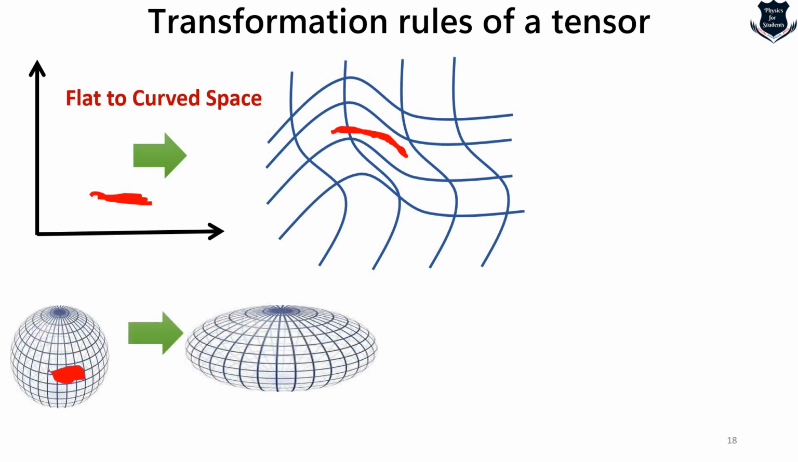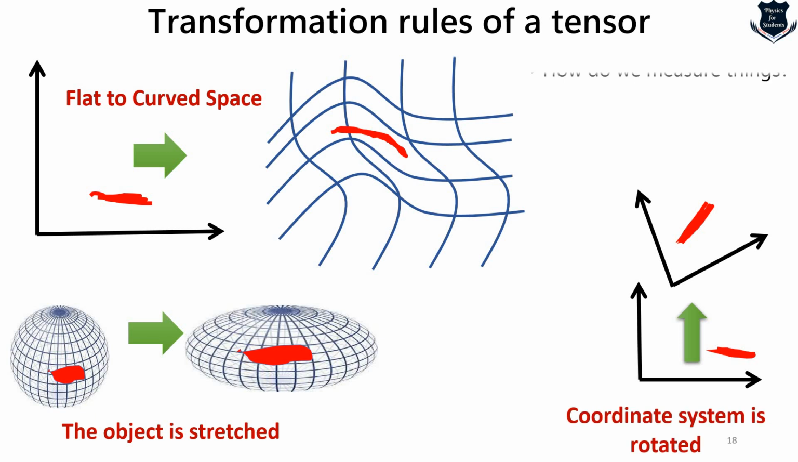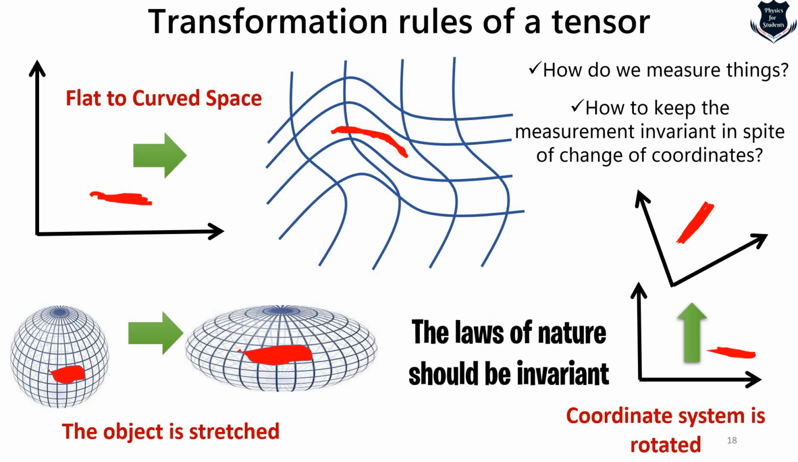As I have mentioned, the object from here gets stretched over here. But remember one thing: if the object gets stretched, the laws of physics should be the same. So here is a coordinate system, and I've got some data, a red arrow. Now if I rotate this, remember the laws of nature should be the same. So this data, the red one, gets a little slanted on the rotated axis, which is on the top. But what does it say? If the coordinate system is rotated, then how do we measure things? How do we keep the measurement invariant in spite of changes of coordinates, from flat to curved, from spherical to oblate spheroid, and from a fixed coordinate system to a rotated one? So the basic idea is that the laws of nature should be invariant under any kind of transformation.